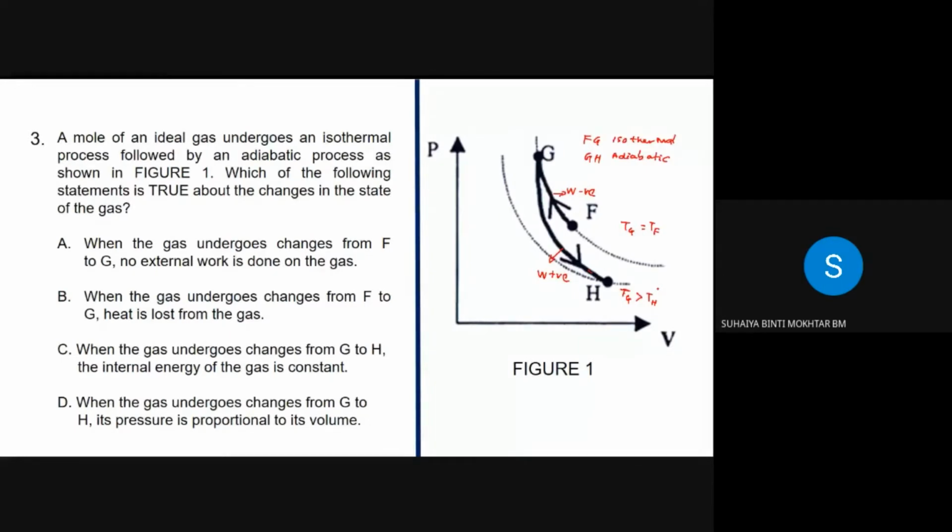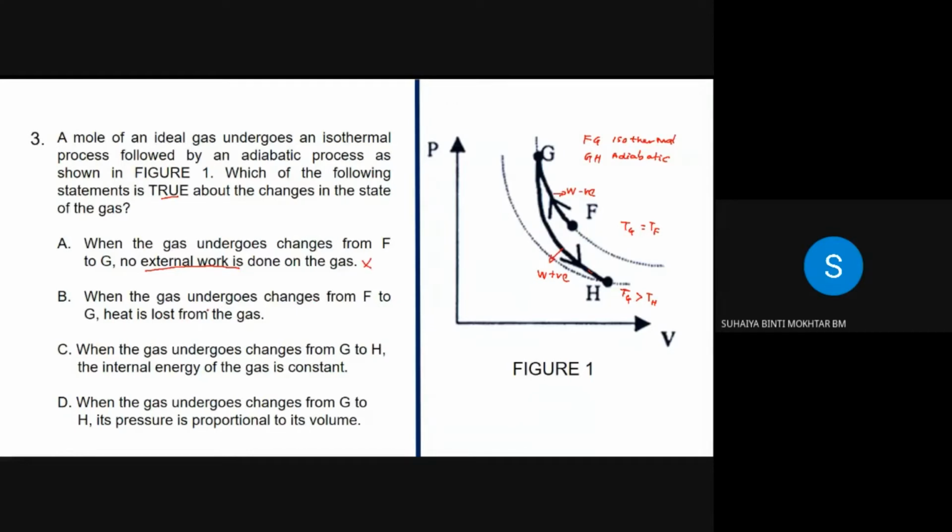Okay, so for A: when the gas undergoes change from F to G, which is isothermal, no external work is done on the gas. Is that true? There is external work, right? Work is done on the gas, and the work done is a negative value. No work done only happens in which case? Isochoric, right? So A is out.